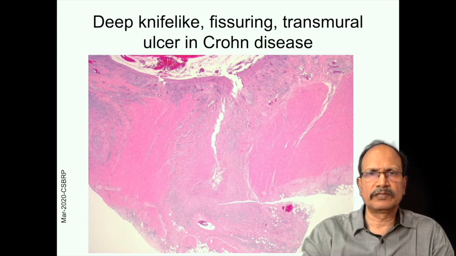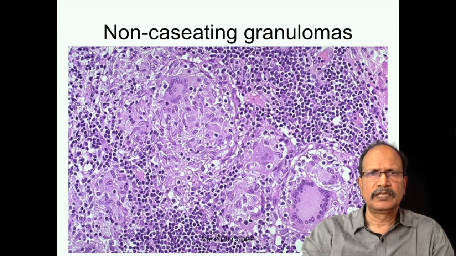Look at this ulcer, which is going through and through the wall of the intestine. So these are deep penetrating ulcers which may produce what is known as fissuring. And this is the typical appearance of non-caseating granulomas in Crohn's disease.